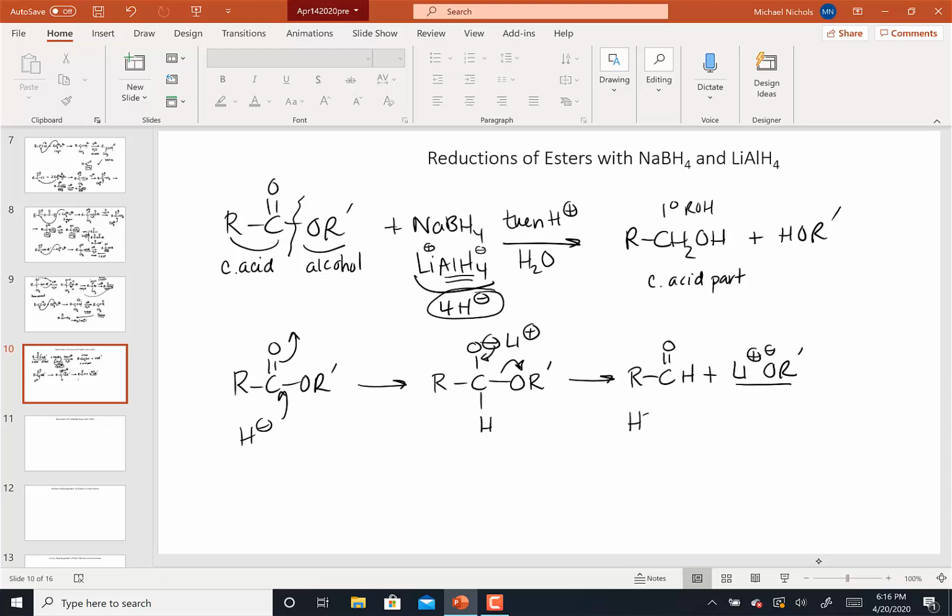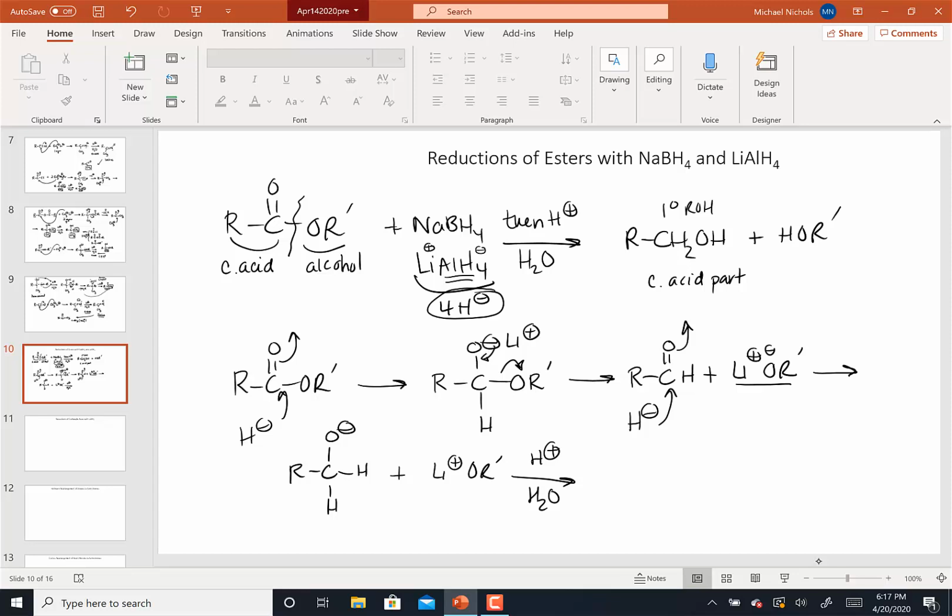The second H minus is now going to come in, add to the carbonyl group again of the aldehyde, and I'm going to end up now with an O minus, having added the 2 hydrogens to the carbonyl group, and I still have my alkoxide over here. So the O minus cannot react further. So now I'm going to wait around for the H plus, H2O step to come into play.